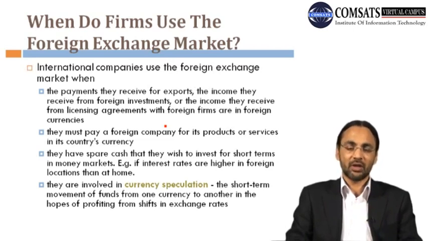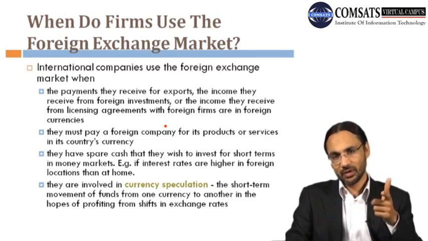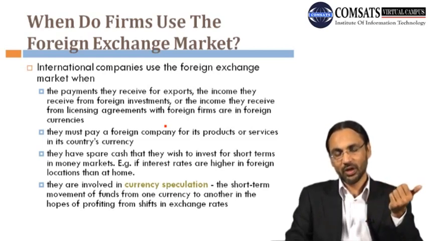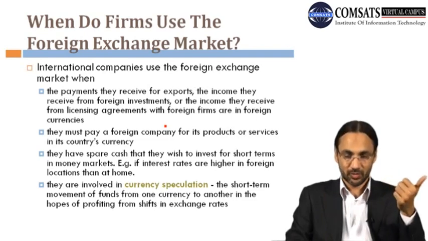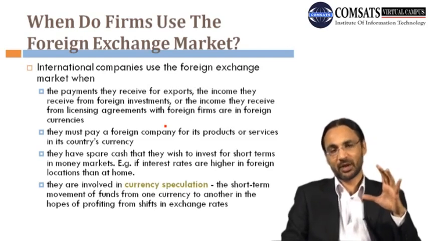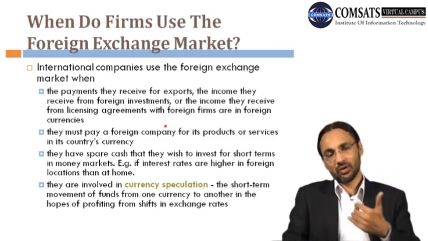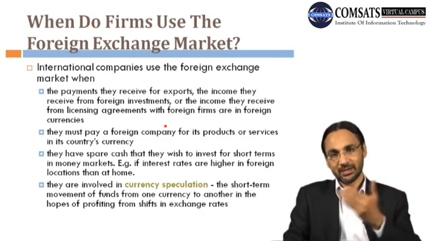The first one is when they receive payment, when they have exported some stuff to another country, like a Pakistani firm exporting some stuff to the USA and receiving the payment for that export. It also covers the income they receive from foreign investments or foreign exports, or from licensing agreements with foreign firms, in foreign currencies. For instance, Pakistani firms who are exporting to the USA, who are doing FDI in the USA, or who are doing licensing agreements with foreign firms.